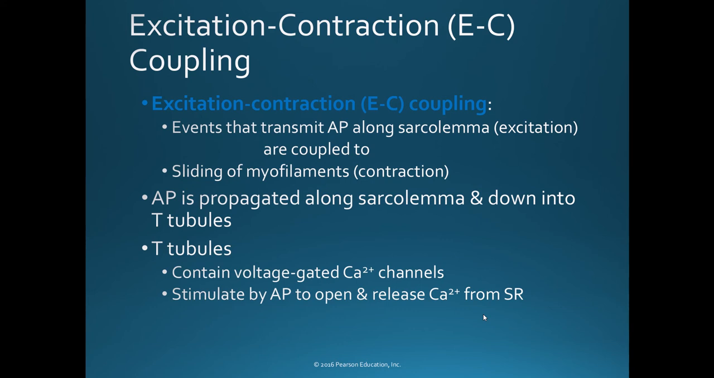through the T-tubules. Remember, the T-tubules are essentially just indentations of the muscle membrane going deep into the interior of the muscle. Well, those T-tubules have voltage-gated calcium channels. And when the action potential hits those voltage-gated calcium channels, they open up, and sarcoplasmic reticulum access is granted, and calcium rushes out of the sarcoplasmic reticulum and into the intracellular fluid of the muscle cell.